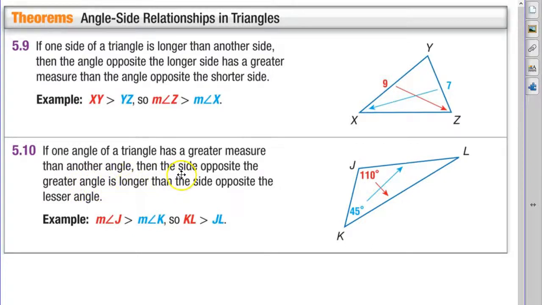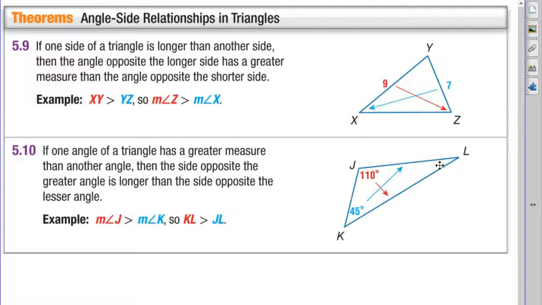And then this is just the converse of this, basically. If one angle of a triangle has a greater measure than another one, then the side opposite the greater angle is longer than the side opposite the lesser angle. Again, it's a complicated way of saying, oh look, angle J has a bigger angle. Its opposite side, LK, is bigger than the side opposite angle K, which is JL.